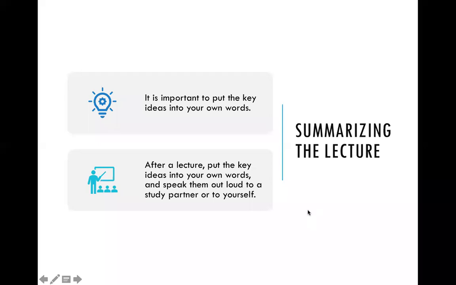When you summarize a lecture, 1. It is very important to put the key ideas into your own words so that you'll be able to understand the content of the lecture better. Also, for your better understanding, explaining what you have learned to others is one of the most effective ways. Therefore, it is highly recommended to, number 2, put the key ideas into your own words and speak them out loud to a study partner or to yourself after the lecture.